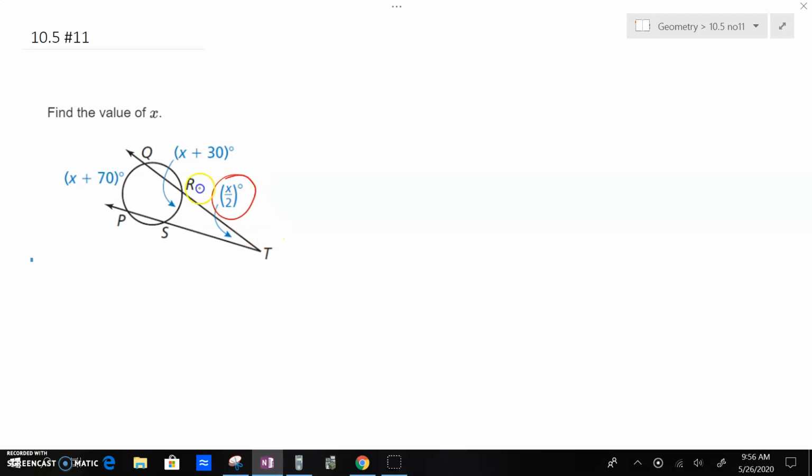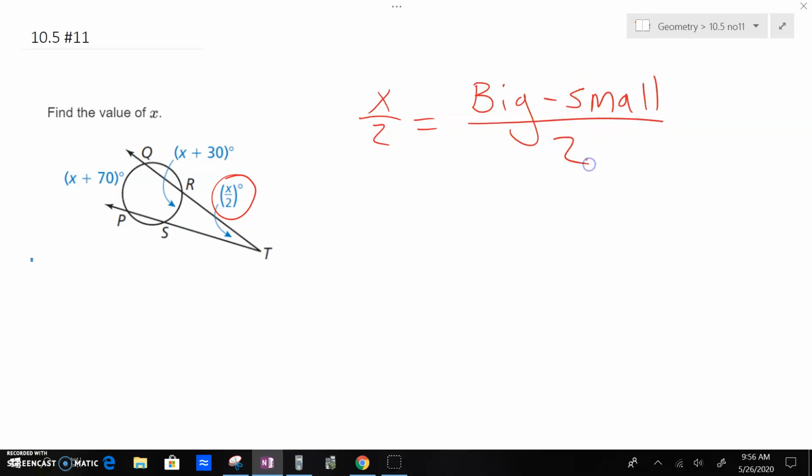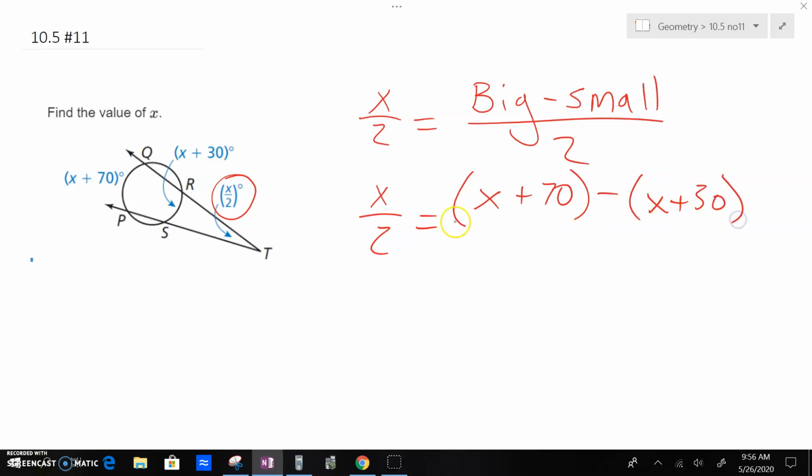So it's this one right here, x over 2, and it is a fraction, so we'll just leave it as x over 2. And we're going to set that equal to the big arc minus the small arc and divide that by 2. So big minus small divided by 2. That's the structure that we worked through in lesson 10.5. So the outside angle is the big, which is x plus 70, minus the small, which is x plus 30, and then we're going to divide that by 2.